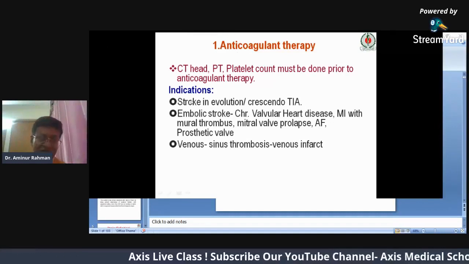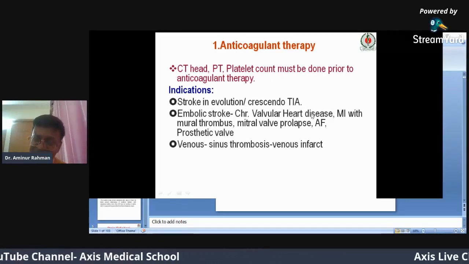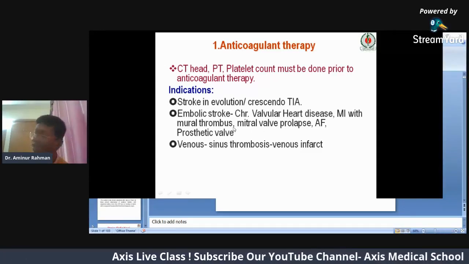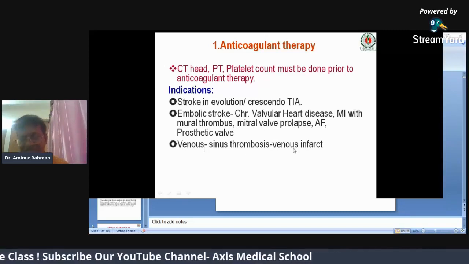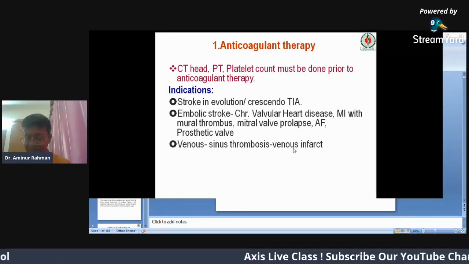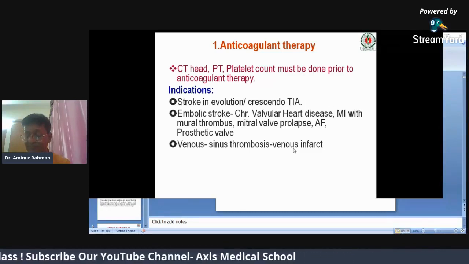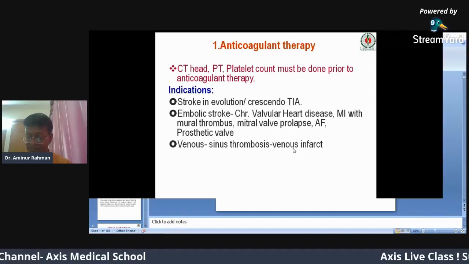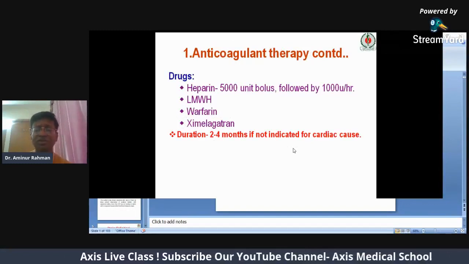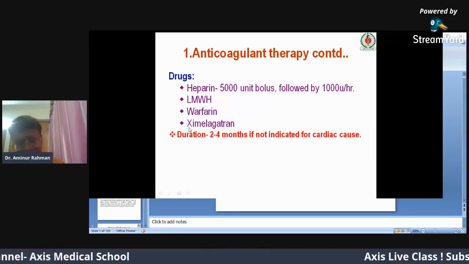How can you get the indication? Indications are stroke in evolution, recurrent TIA, embolic stroke, chronic valvular heart disease, MI with mural thrombosis, mitral valve prolapse, atrial fibrillation, prosthetic valve, and venous thrombosis and venous infarct. So for anticoagulant therapy we can use heparin, low molecular weight heparin, warfarin, and others.